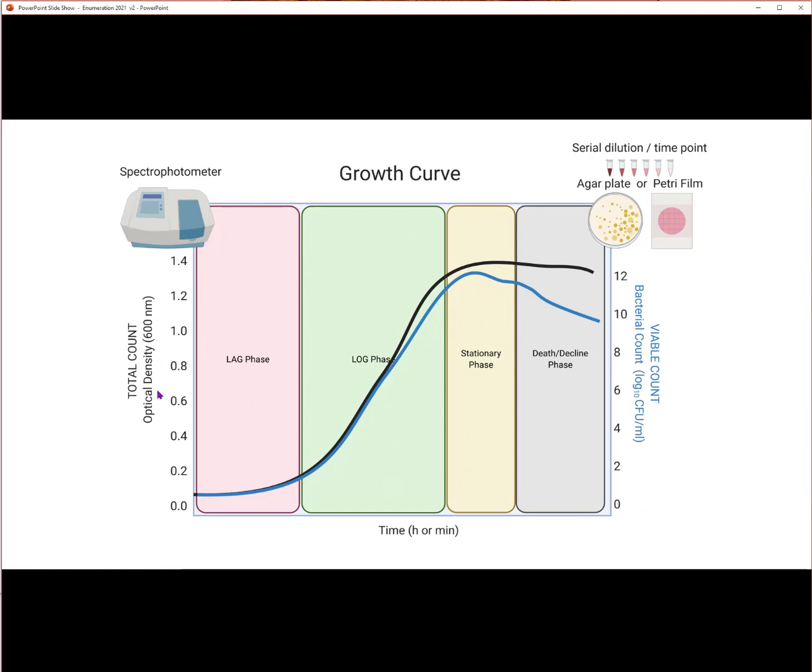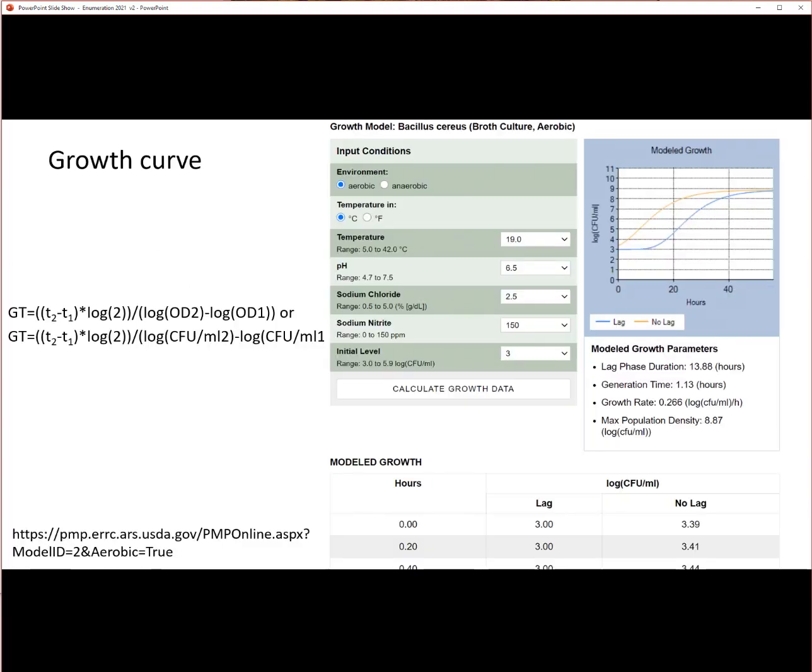And in one case with the spectrophotometer, you get an optical density measurement, and if you plate it out, you get a CFU per ml count over time. And there's a great software simulation where you can actually pretend to do growth curves under different circumstances, different conditions, and with different microbes. So check out that resource, and you can actually get the data as well.